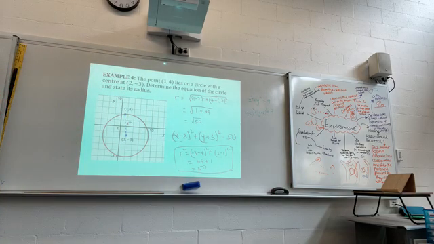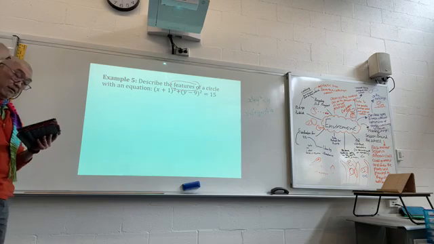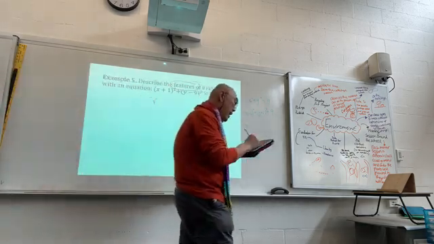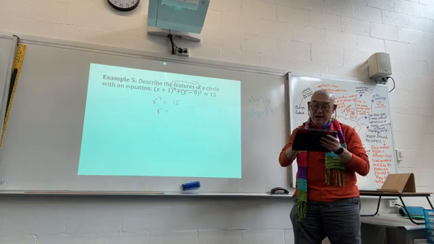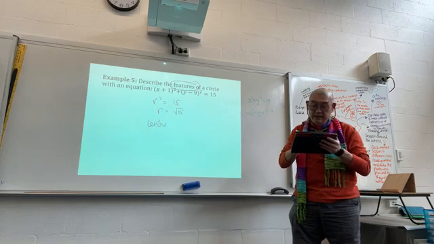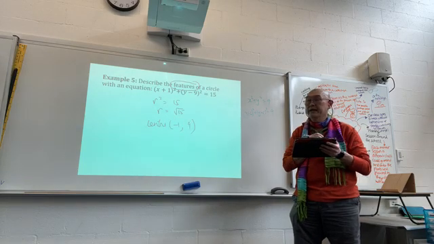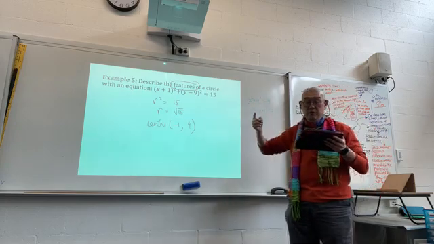Alright, last but not the least, example 5. Describe the features. What do we need to describe features? Center and radius. So r squared equals 15. r therefore equals the square root of 15. And then the center is (minus 1, 9). That's all. So describe the features. That's it. All you need to know.